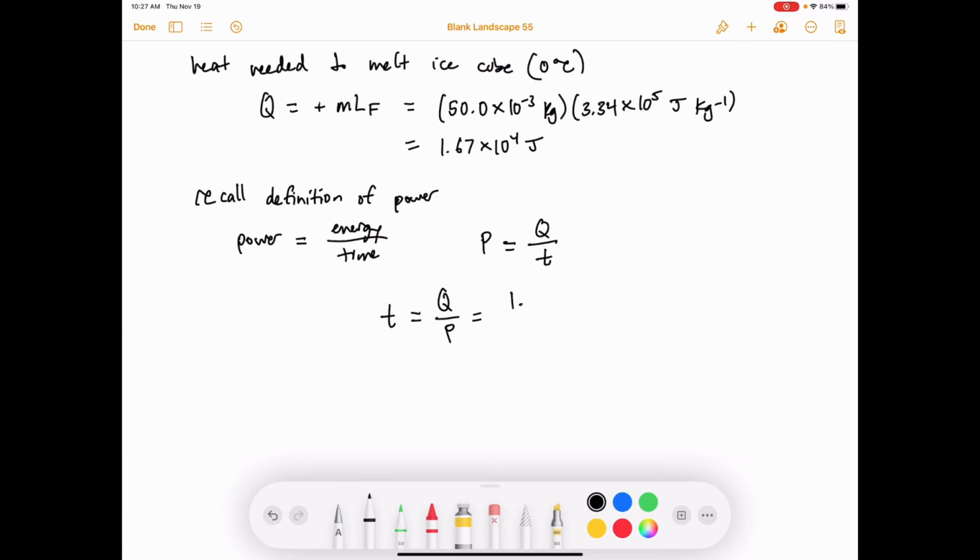where Q is the heat that's needed to melt the ice cube, 1.67 times 10 to the 4 joules. And P is the power output of the microwave, which is 1,000 watts, or 1,000 joules per second. So unit-wise, joules cancel out and we just get seconds. And if you calculate this, you'll get 16.7 seconds. So that's how long it will take to melt the ice cube when you put it in the microwave.